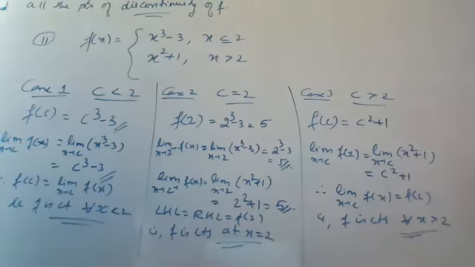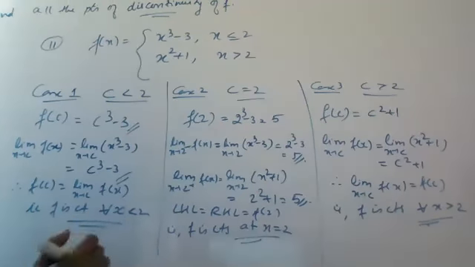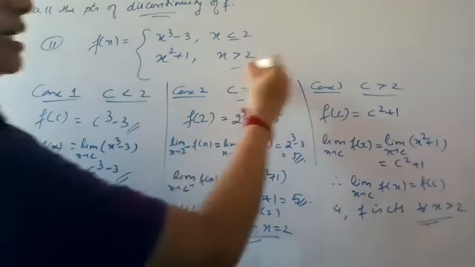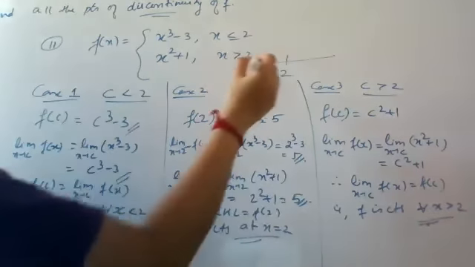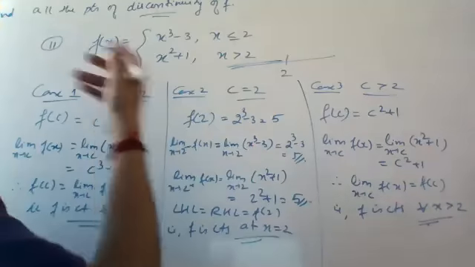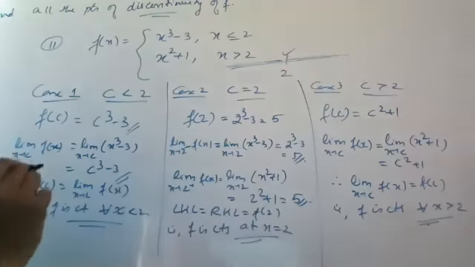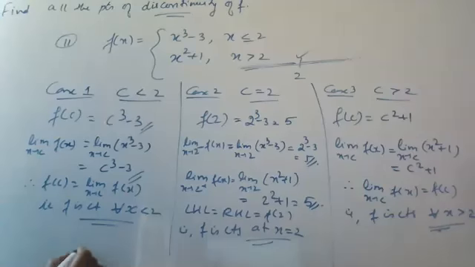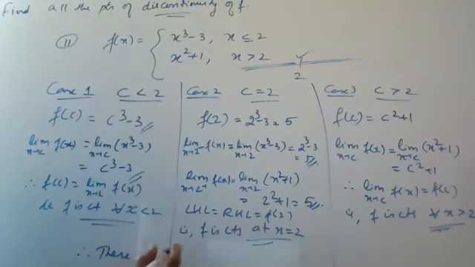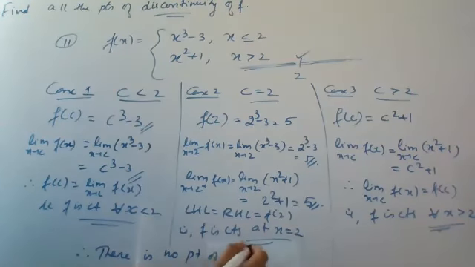So, what is the conclusion now? Here it is continuous. That means, if you look at this, this is 2. Here it is continuous throughout. At the point it is continuous. Greater than 2, also it is continuous. That means it is continuous everywhere. Hence, we don't have any point of discontinuity. That is, there is no point of discontinuity.